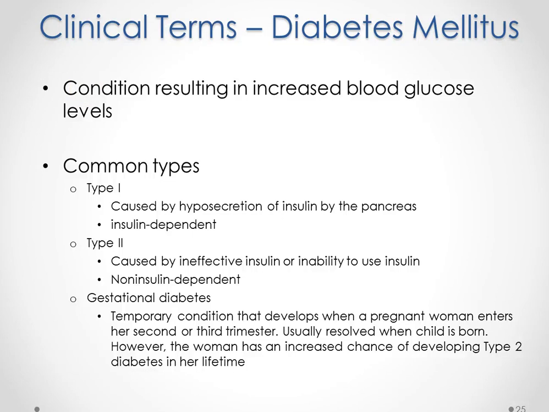The last type of diabetes is called gestational diabetes, and this is a temporary condition that develops when a woman is in her 2nd or 3rd trimester. Only about 2% of pregnancies result in gestational diabetes. This type of diabetes usually resolves itself after the birth of the infant, but sometimes the woman can have a higher chance of type 2 diabetes if they did have gestational diabetes.